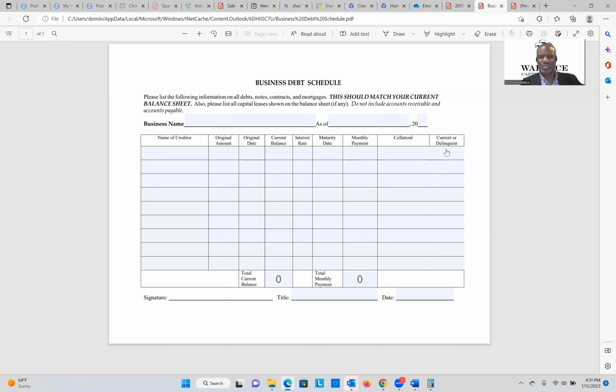Where it says current or delinquent, that means if you're paying it on time as of this date, have you paid it on time or are you behind? If you're behind, then you're delinquent. That's the basis. Then, usually we'll add up the current balance and the current monthly payment. The monthly payment and the balance are typically what is used for debt service. You sign it, and put your title and the date.